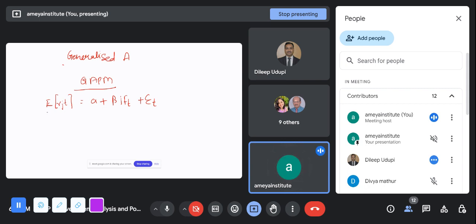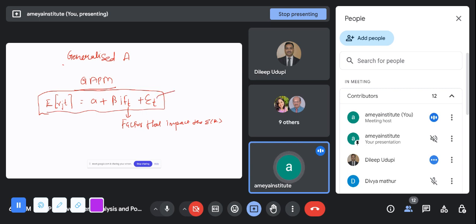So what is this formula? Let us try to understand. E(R_jt) is nothing but the expected return on a stock j at a time t. Expected return is alpha for alpha here, beta_j the beta of the stock, f_t plus epsilon_t. Now what is f_t? f_t stands for factor, the factor that impacts the expected return. And epsilon_t is the epsilon term here, which is nothing but some error term. This is your generalized asset pricing model formula.